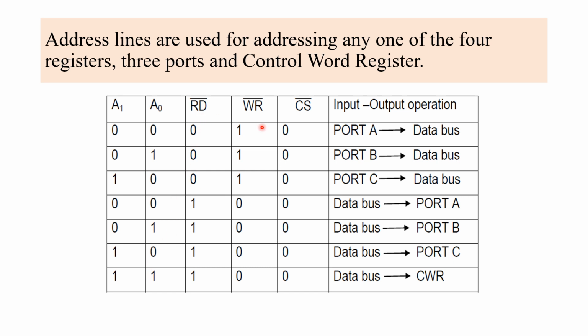For read and write signals, if 0 is given, read is active. Similarly, WR bar is also an active low pin. CS bar is used for chip selection. We know that if a 0 is given, 8255 will be active, else it will be inactive. So this is the table which depicts the different values of A0, A1, read and write signals and what operation is being done between 8255 and 8086.